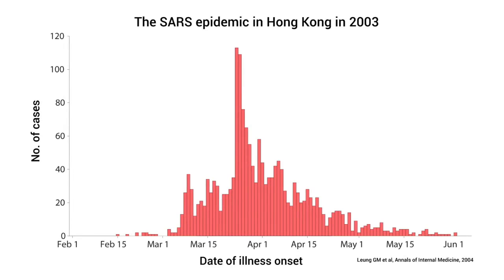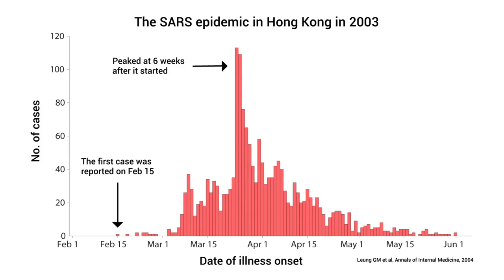Let us now look at a real example. This is the epi curve of the SARS epidemic in Hong Kong in 2003. The epi curve shows the epidemic peaked 6 weeks after it started on February 15th, with a total of 1,755 cases over a period of 15 weeks.